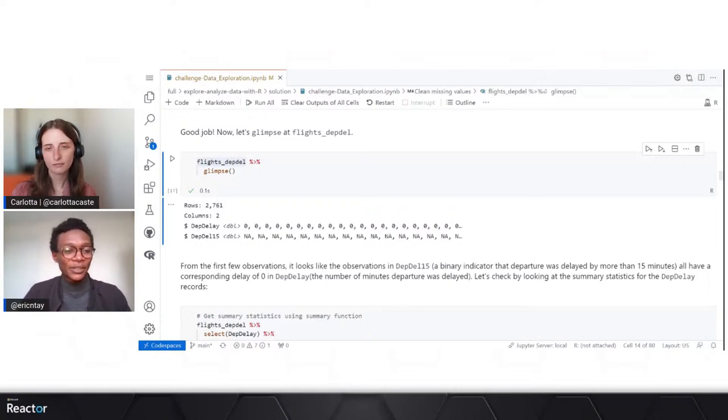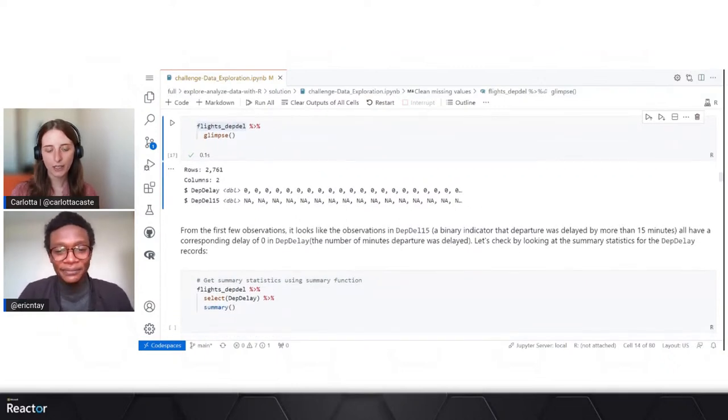So Carlotta, what do you think about this? What does this tell us? Yeah. I think this is an interesting result because we defined delay as the minutes of delay of a departure of a flight. So if we have 0 minutes of delay, that means the flight was not delayed at all, right? So the binary indicator, of whether the flight is late or not, should be zero as well, at least for the values we are seeing over there, the first 10 or 15 values. But probably we need to double check all the other missing values of the dataset, right? Yeah. Perfect. Well said, Carlotta.